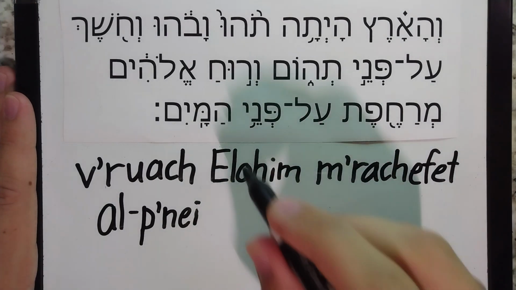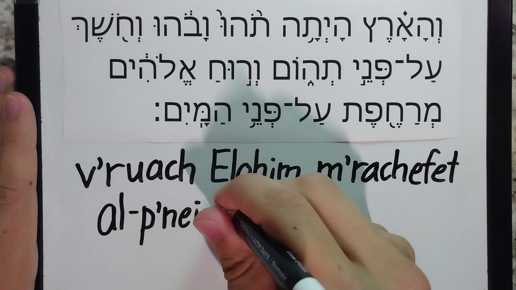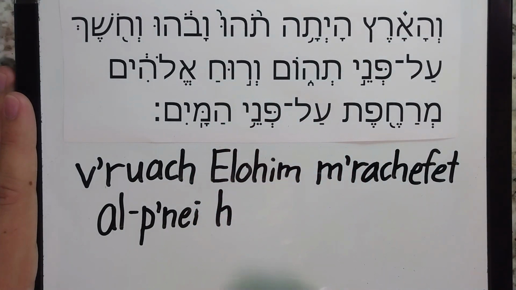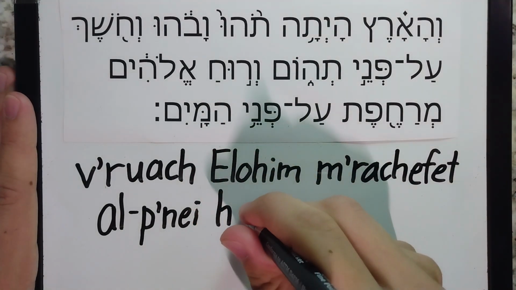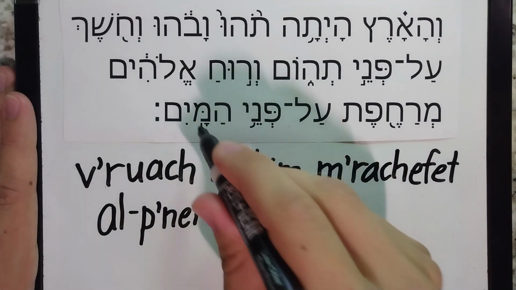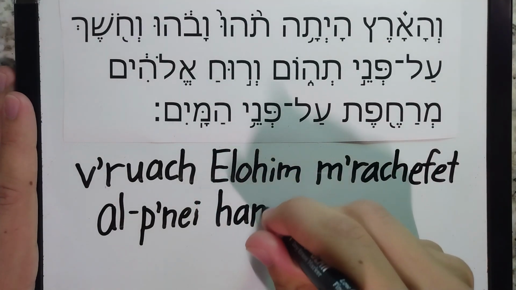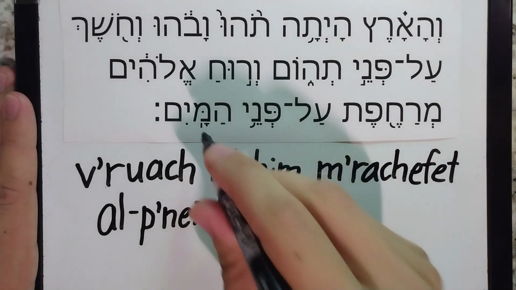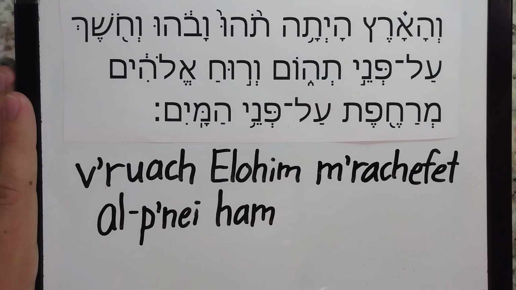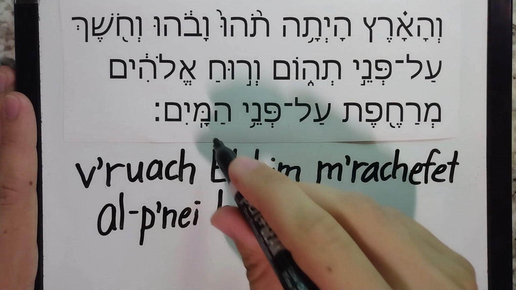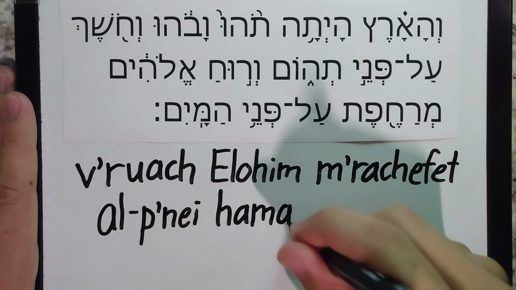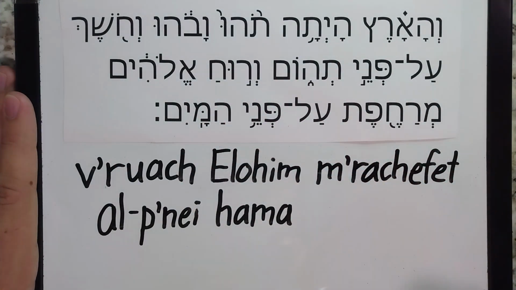And next we have a word that starts with a letter he, which makes the h sound. Under the he we have a patak, which says ah. Next is a letter mem, which says m. In this mem is a dagesh, but the dagesh does not change the mem sound. It is just here for a grammatical reason. Under the mem we have a kamatz, which says ah. Next is a letter yud, and under that is a hirik.